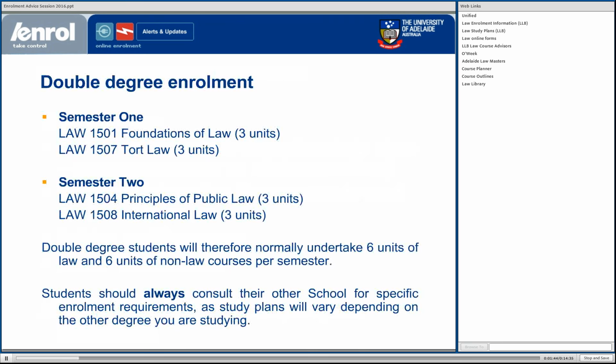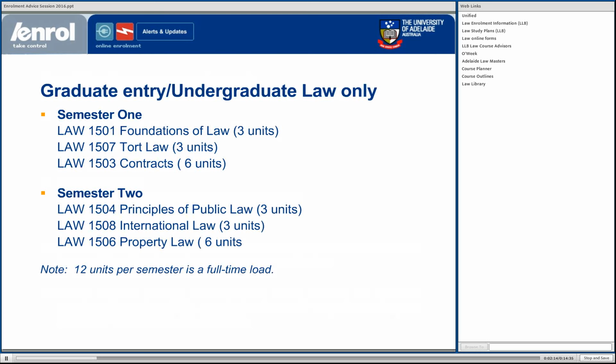In terms of actual enrolments, the majority of you will be double degree students, and so you will just enroll in Foundations of Law and Tort Law in the first semester, and then Principles of Public Law and International Law. Normally, as a double degree student, you're doing 6 units per semester for law, and then 6 units per semester for your non-law degree. Depending on the way you structure it, that's the normal study plan. Some of you are also graduate entry or undergraduate law only, and the only difference for you is that you're doing a full semester, so 12 units of law, and you're adding Contracts in semester 1 and Property Law in semester 2.